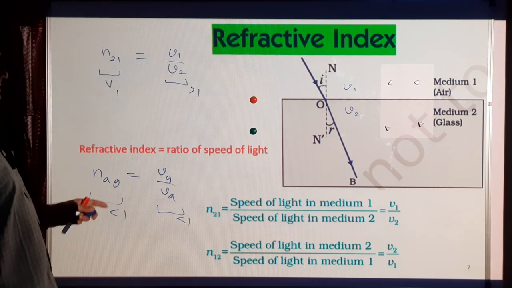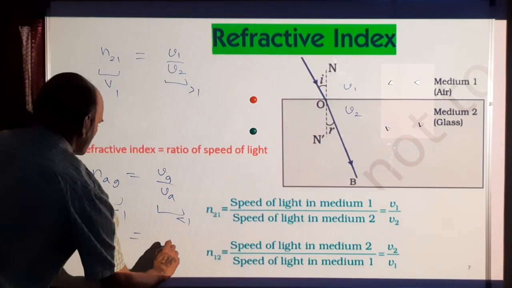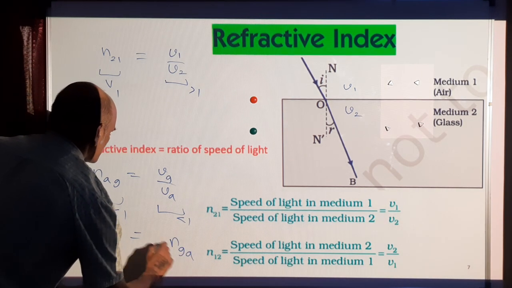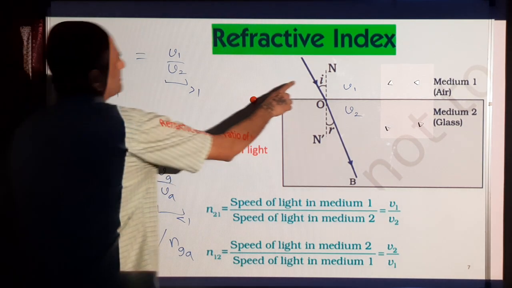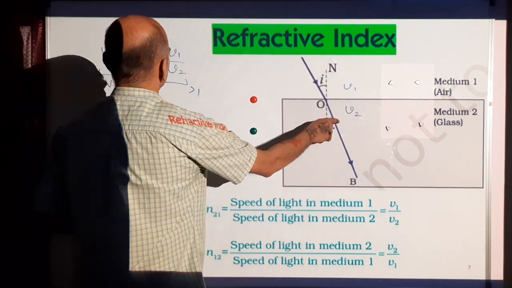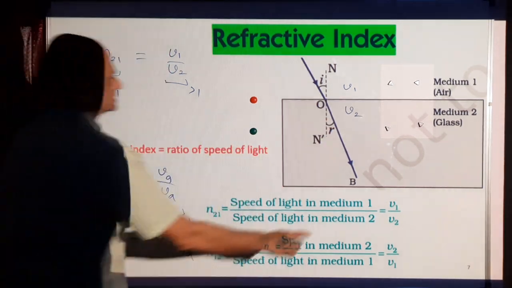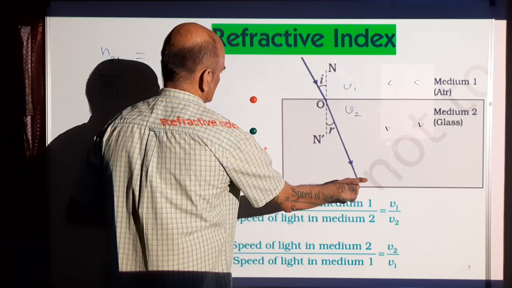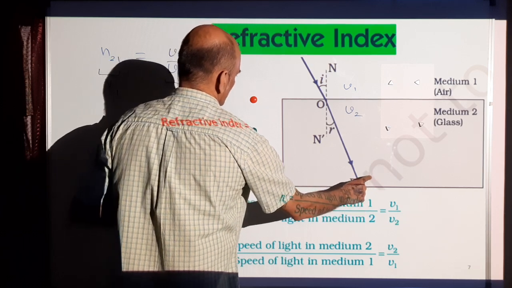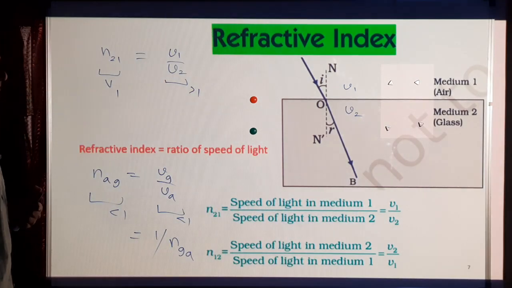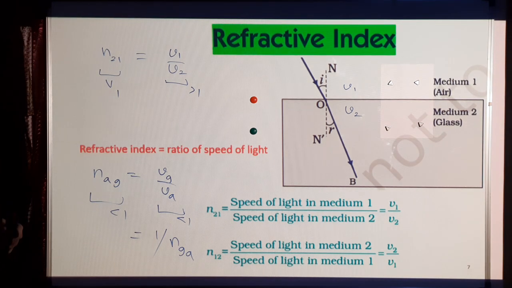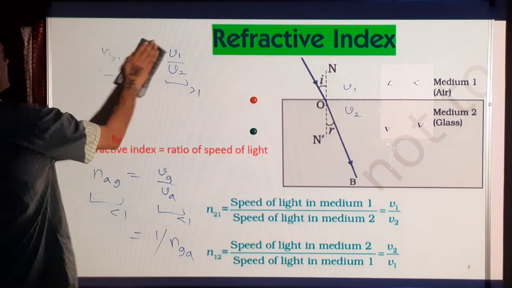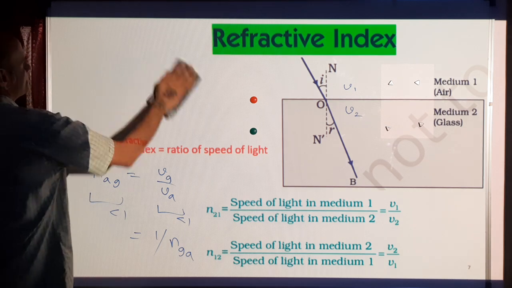And the refractive index of air with respect to glass and the refractive index of glass with respect to air are related as reciprocals, because the ratio of the velocities, light is starting from here to here, this ratio is v1 by v2, first velocity, second velocity. Here the refractive index of the second medium with respect to the first medium is v2 by v1, so it's a reciprocal. n21 and n12 are reciprocals. That is the ratio of the speed of the light in the two media.